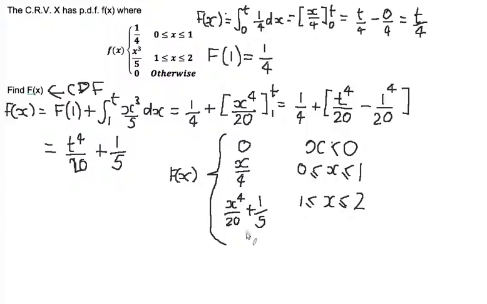Finally, the last range to deal with: when we've accumulated all our probabilities, by the time we get to 2, we've reached total probability. So any value greater than 2 will give us a probability of 1. And that is our cumulative distribution function over the different ranges. Hope that all makes sense and that you've understood it.